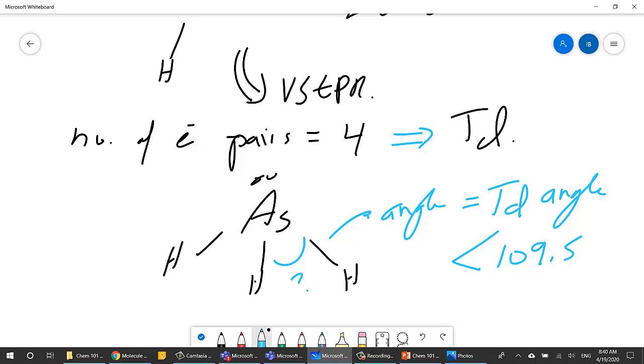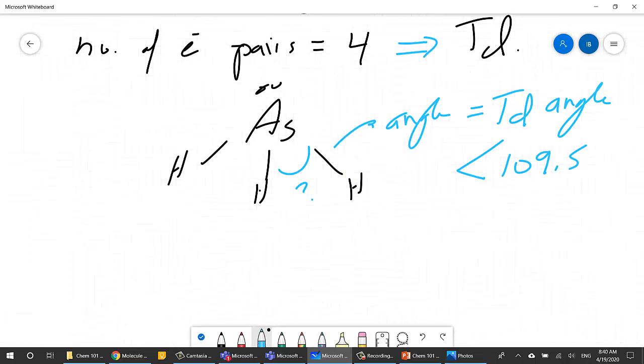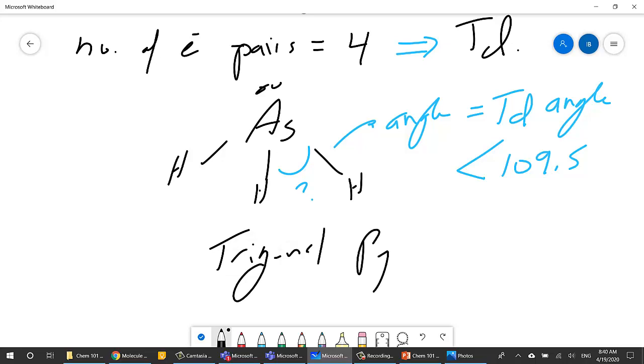It depends on the atoms and how big the arsenic is. So this angle is indeed not 90 degrees, and not 180 or 120. It's close to 109.5. So we answer this question: the arrangement is tetrahedral, and the shape is called trigonal pyramidal. Trigonal pyramidal is the shape or the molecular geometry.